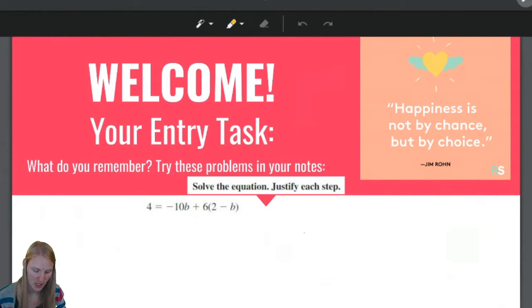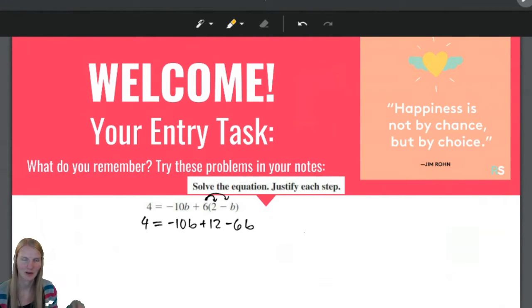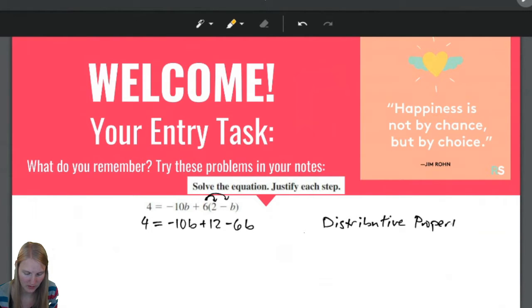So, first, anytime I solve an equation, I want to get rid of those parentheses first, so I'm going to do 6 times 2, 6 times negative b, so we'll get 4 equals negative 10b plus 12 minus 6b. Now, why was I allowed to do that? Why was I allowed to distribute the 6? Well, I used the distributive property. The distributive property is the justification for that step.